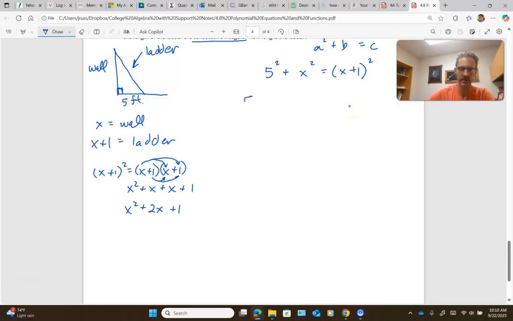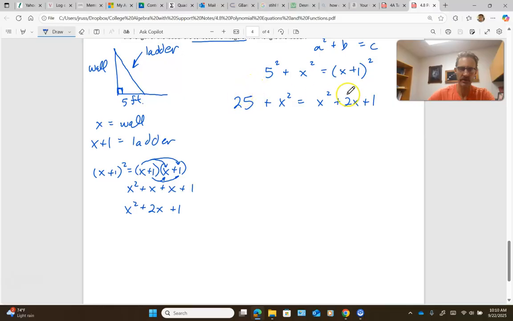So I'll recopy my equation. I'll go ahead and square the 5, that'd be 25, plus x squared is equal to, and recopy that trinomial that I came up with. Now looking at this, you see an x squared term in there. So you may be saying, oh, this is a quadratic equation again. And if it is, we need to get it in standard form and try to solve it by either factoring or using the quadratic formula.